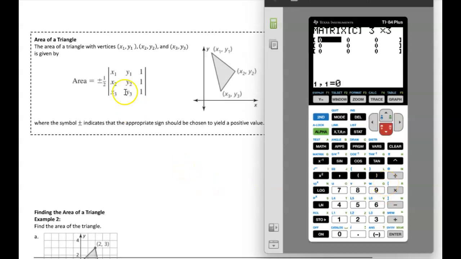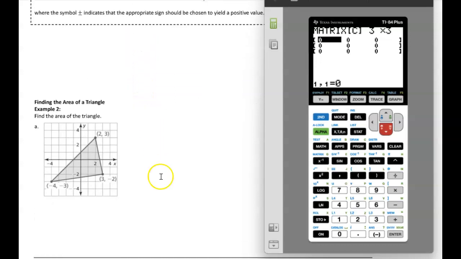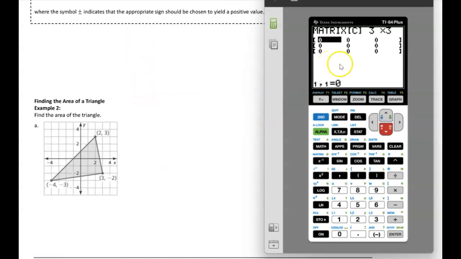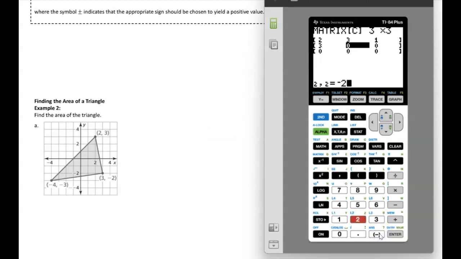All right, so let's make it be a 3 by 3. Okay, and remember what we did is we plug in our numbers and then the last column is just ones. So I'm going to do 2 and then 3 and then the last column is a 1. And then I'm going to do the 0, 3. Now I'm going to do -2 and then the last column's 1. And then I'm going to do -4 and -3 and the last column is 1. All right, and so let's get out of there.